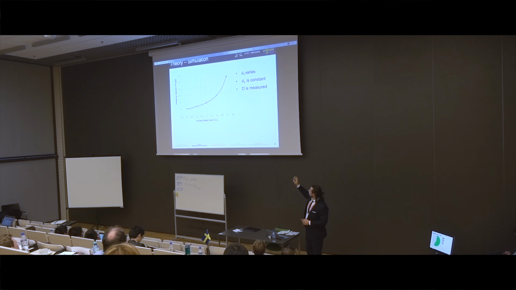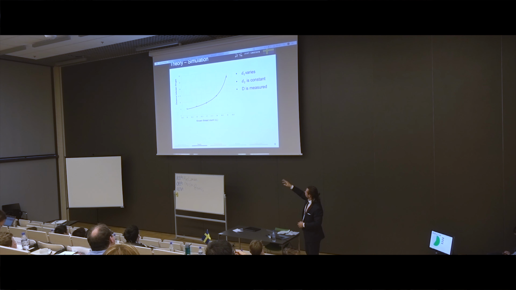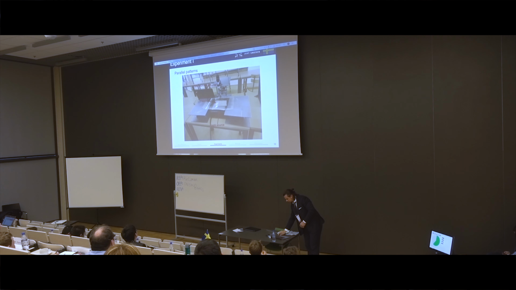And here we have D1 as a varied parameter, D2 is constant, and D is measured. And what we basically plot here with the red line is the expected value, and the dots are some measured points which were made, including error bars with a 95% confidence interval. And here we see that the model fits very well, and that it can be used.